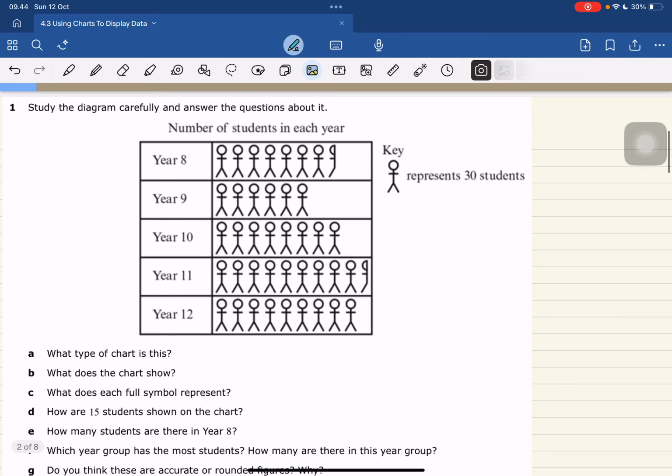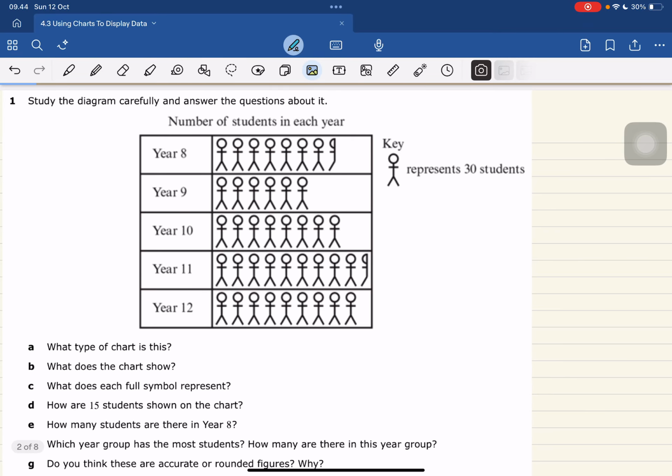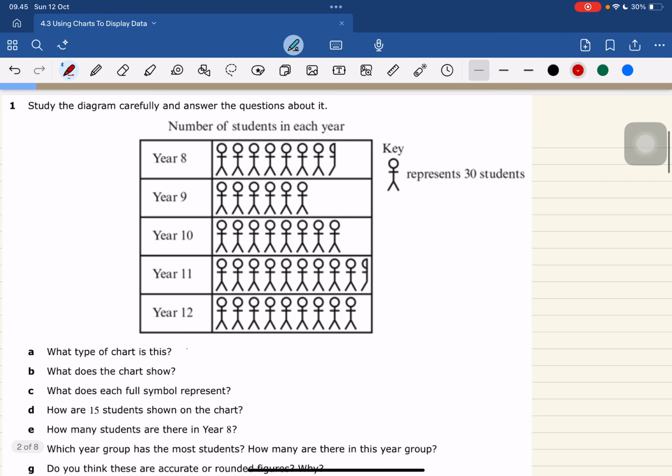Hi, in this video I'm going to solve practice questions for using charts to display data. Okay, number one. We can see from here, study the diagram carefully and answer the questions about it. So what type of chart is this? This chart type we call a pictogram.